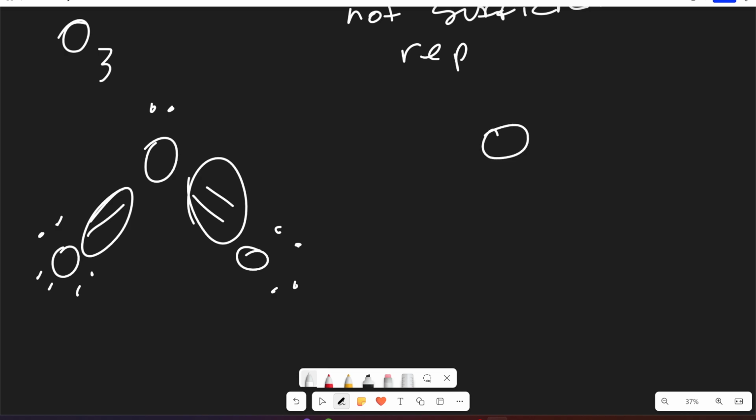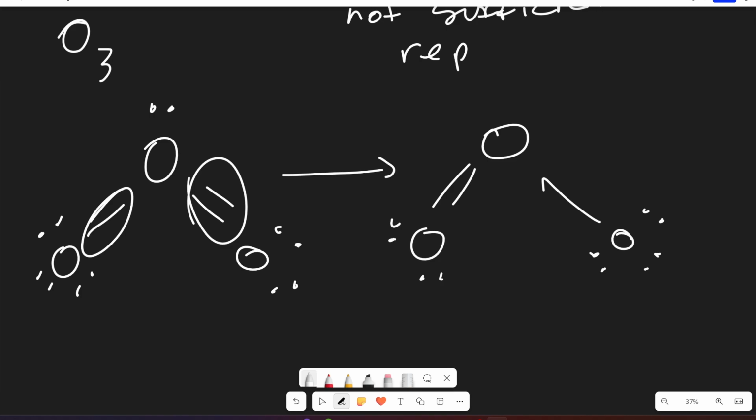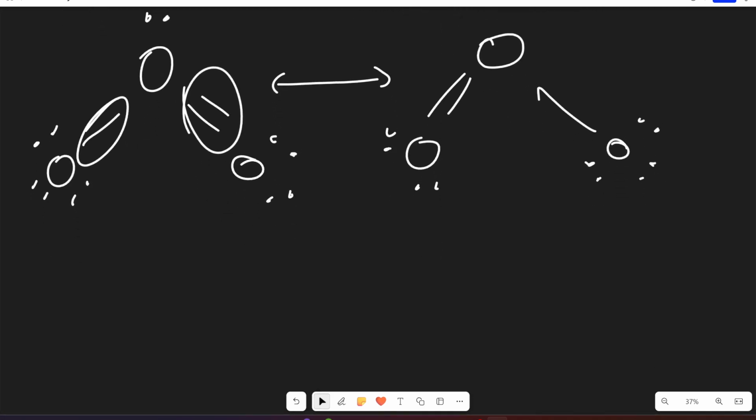So now I'll have an O here, and instead of drawing the double bond on the right hand side, I'll draw it on the left hand side. So I'll do a double bond here, and then I'll have 2 lone pairs here, and then I'll do my single bond over here, and then I'll have 3 lone pairs here. And essentially what I'm going to do is draw an arrow like that in between, indicating that these are resonance structures.